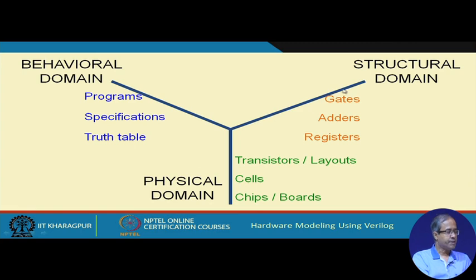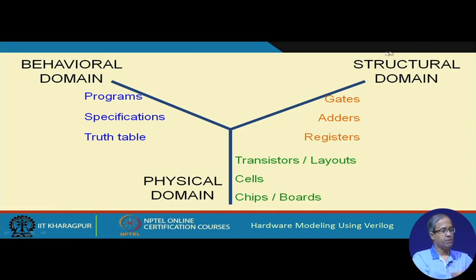Now, along each of these domains, for example, on the axis of the behavioral domain, we are talking about a design in terms of its behavior. In a very high level case, you can think of an algorithm or a program, a specification, Boolean expressions, truth tables, state diagrams and so on. These are all examples of behavior.